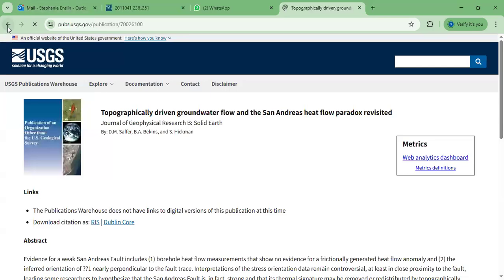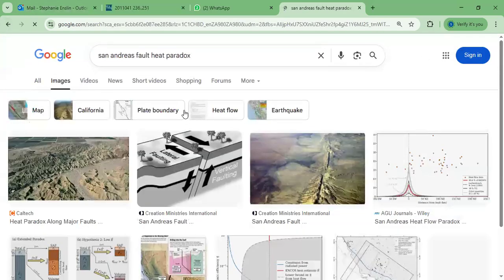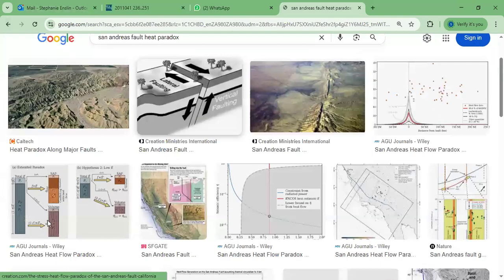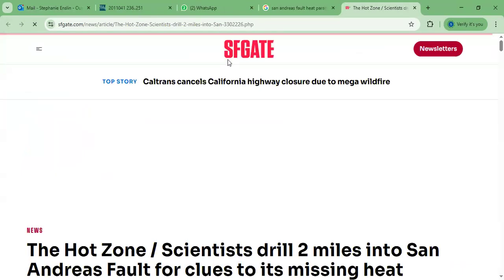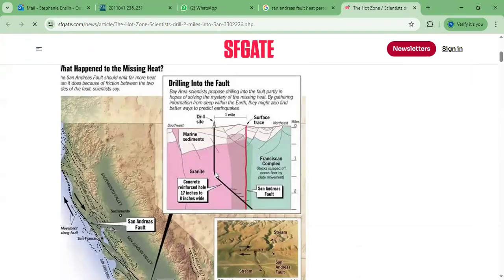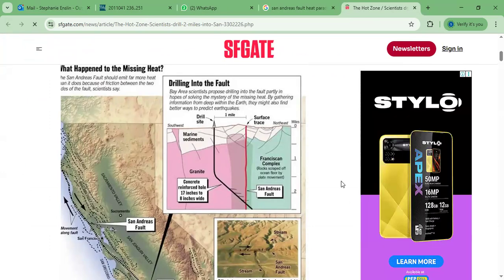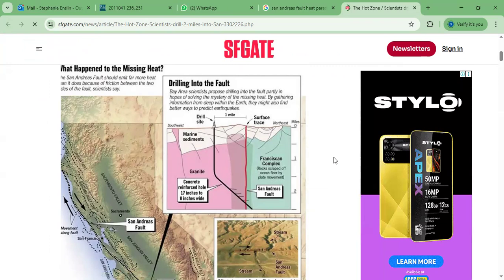They don't understand why the fault isn't hotter, because of all the friction. You should have some sort of heat. I think it was this article here. It was just a nice picture at the beginning. They didn't understand why it wasn't hotter. And so they were drilling into the fault zone to understand, is water in there lubricating it so there's not as much frictional heating, or is it the minerals in the fault zone?